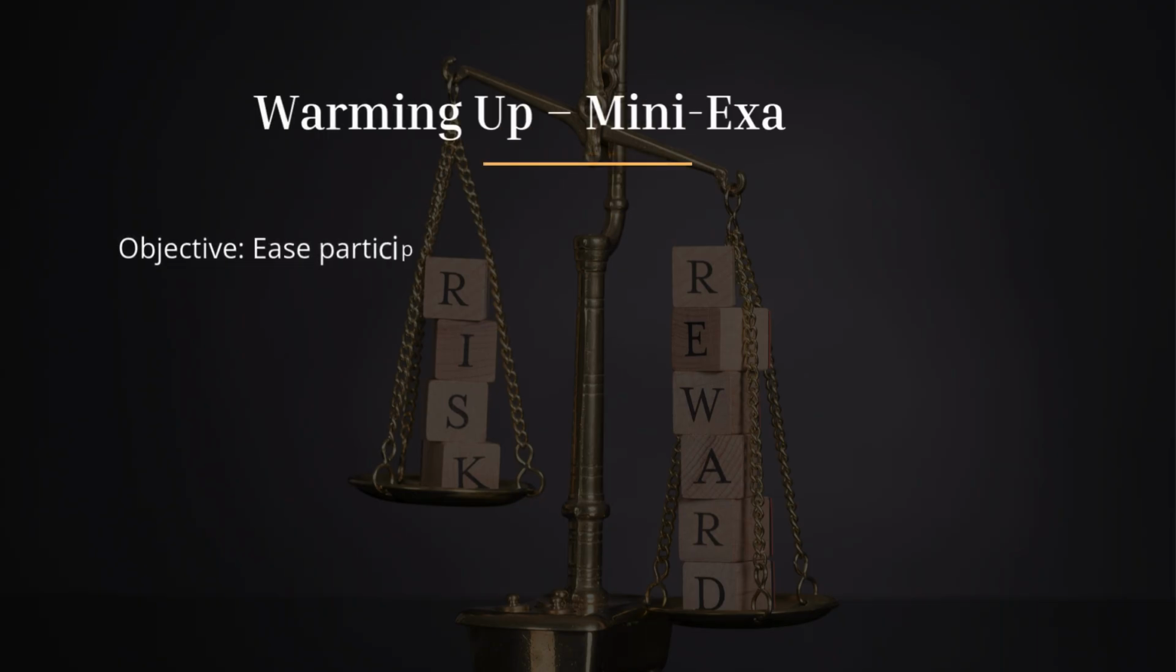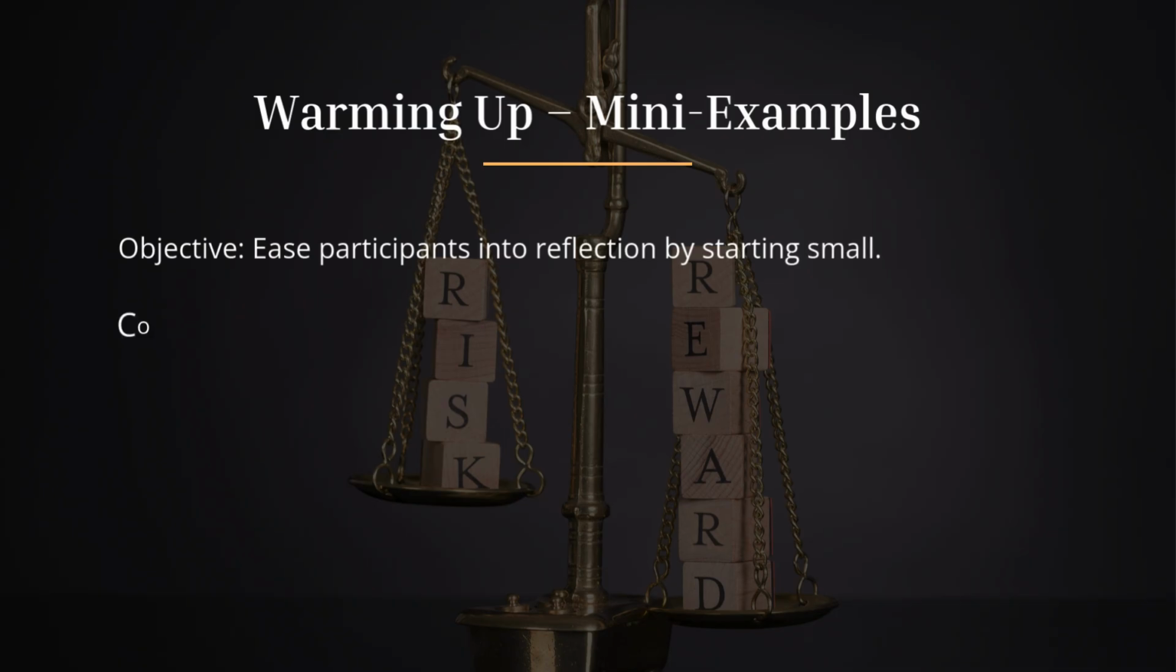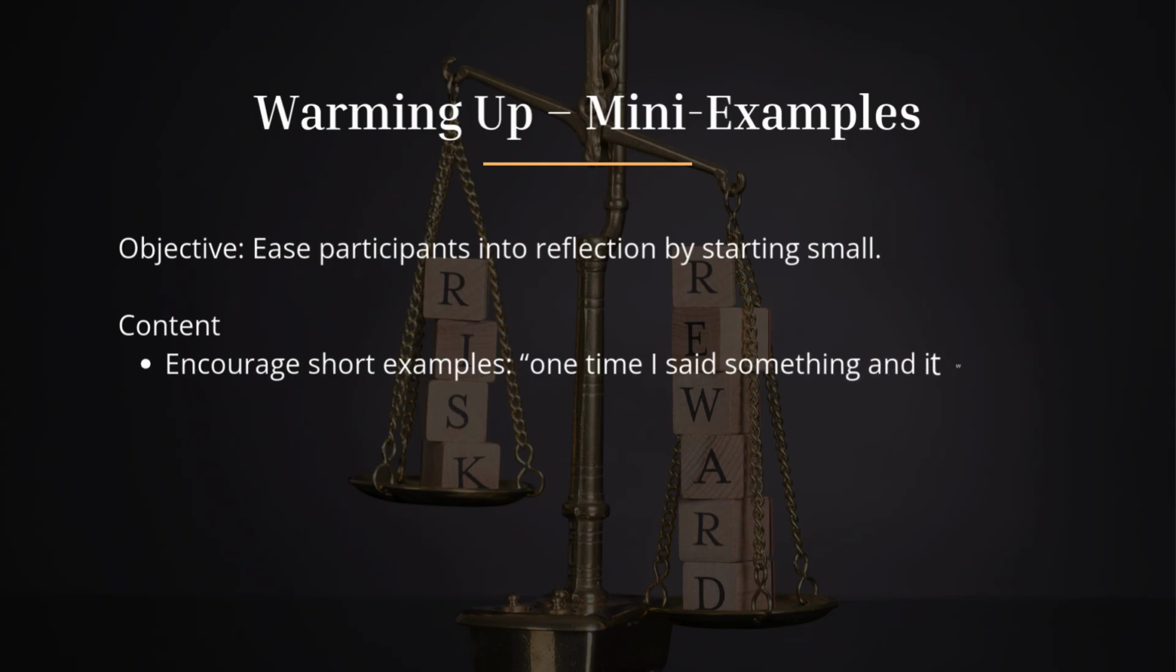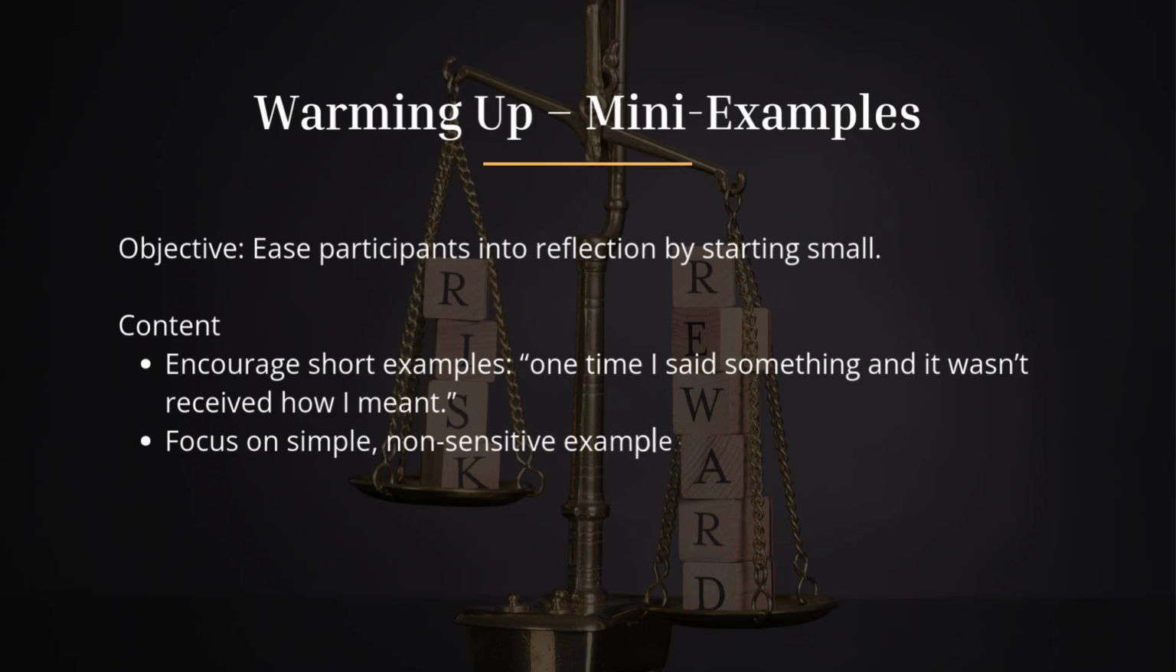Warming up, mini examples. Objective: ease participants into reflection by starting small. Content: encourage short examples. "One time I said something and it wasn't received how I meant." Focus on simple, non-sensitive examples. Activity: round-robin sharing, each person gives a quick one-minute example.